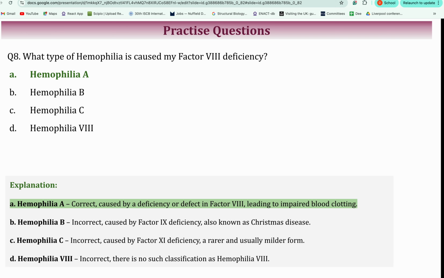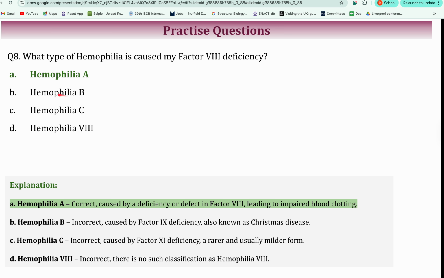Okay, let's see the right answer. The right answer is option A. So hemophilia A, we have seen that this is caused by factor VIII deficiency, and this is the most common hemophilia, which is observed in about 80% of the cases of hemophilia. It leads to impaired blood clotting.